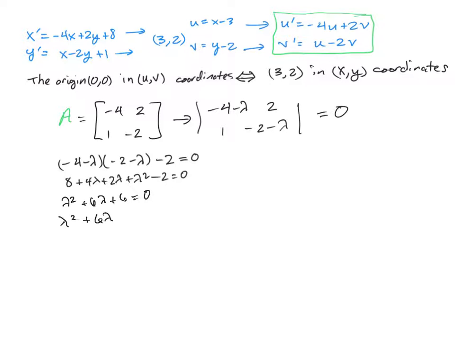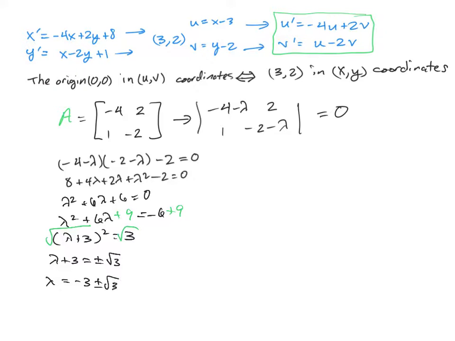So we're going to have lambda squared plus 6 lambda, and then we're going to add 9 to both sides. So that left side is going to factor as (lambda plus 3) squared, and we get a positive 3 on the right-hand side. Now, if we take square roots of both sides, we're going to end up with lambda plus 3 equals plus or minus square root 3. So lambda is equal to -3 plus or minus the square root of 3.